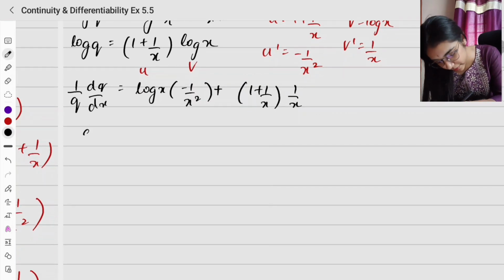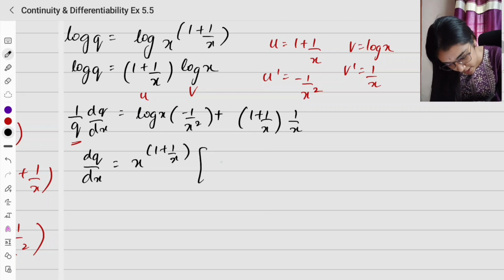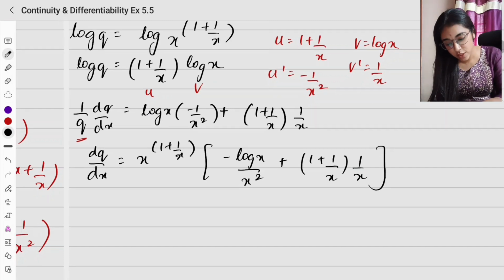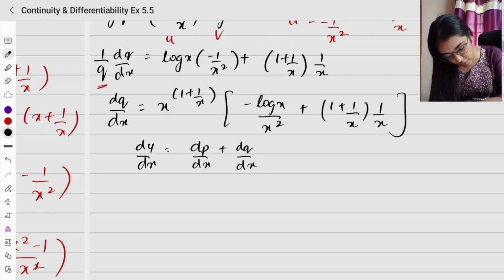Okay, when we simplify, dq by dx is going to be q times, and the q goes to the other side. So q, which is x to the power 1 plus 1 by x, times minus log x divided by x square plus 1 plus 1 by x times 1 by x. Nothing gets cancelled. So what is my final answer? dy by dx equals dp by dx plus dq by dx. So how can we write the final answer?